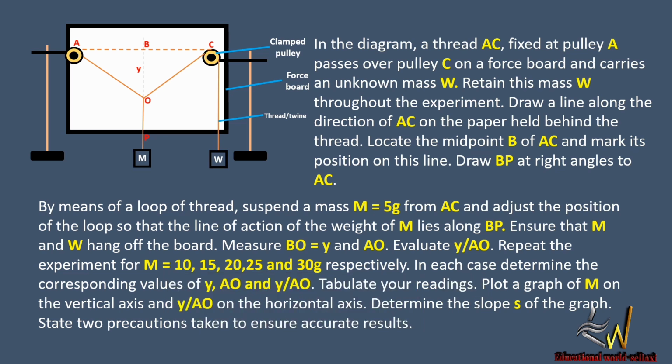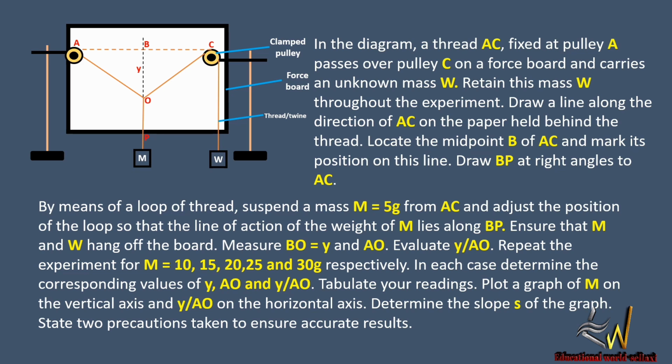I read the question. In the diagram, a thread AC fixed at pulley A passes over pulley C on a force board and carries an unknown mass W. Retain this mass throughout the experiment. Draw a line along the direction of AC on the paper held behind the thread. Locate the midpoint B of AC and mark its position on this line. Draw BP at right angles to AC.